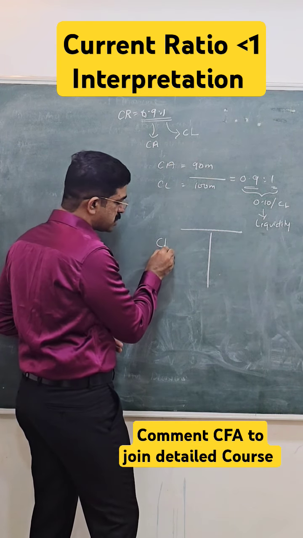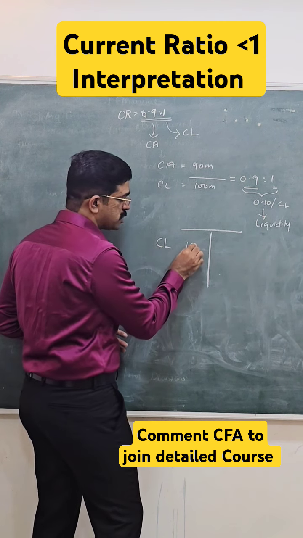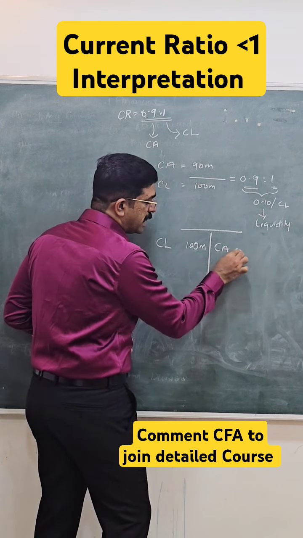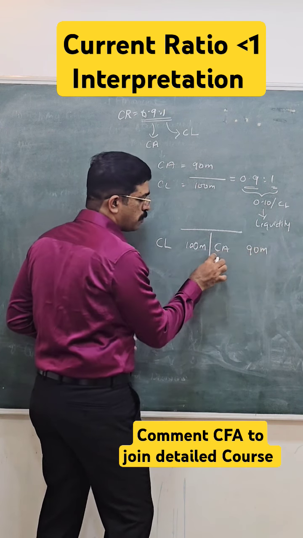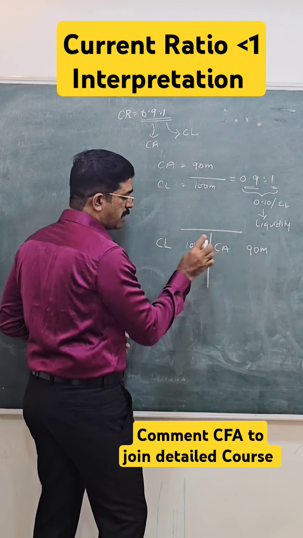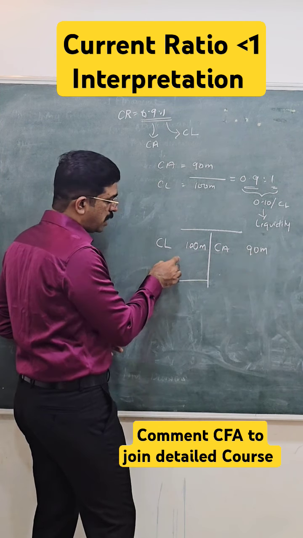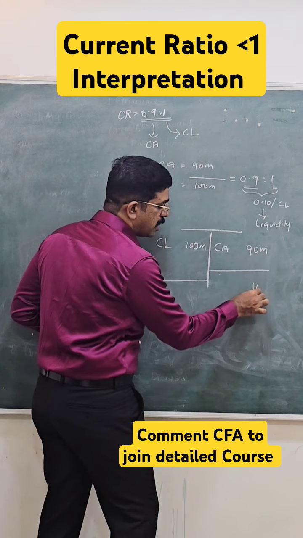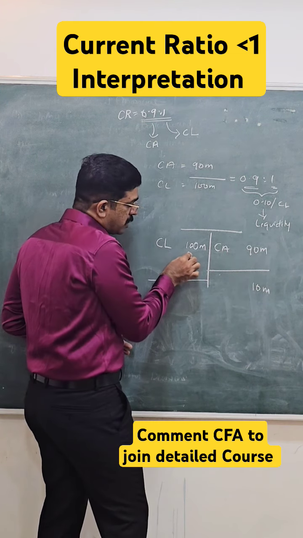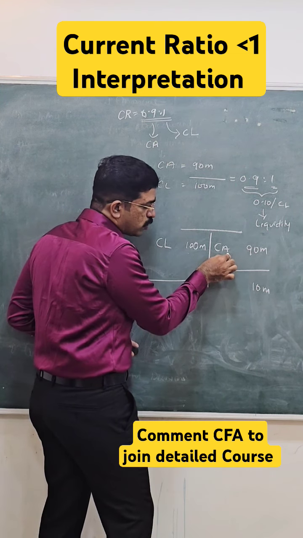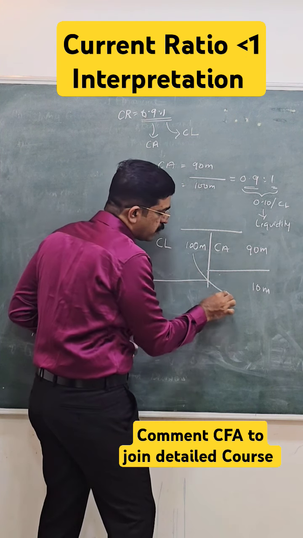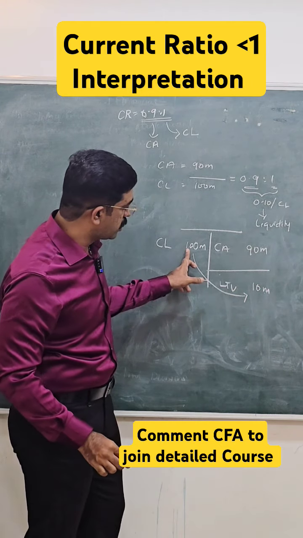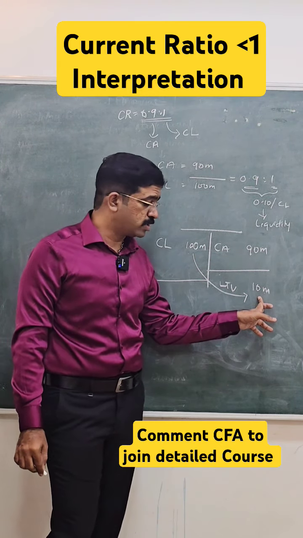Look, this business has raised short-term funds, that is current liabilities of 100 million. Of that, they have used only 90 million for short-term purpose. It means they have created current asset. So what they have raised is 100 million. What they have used is only 90 million. It means there is a difference of 10 million. They have raised from short-term source, but they have not used it for short-term use. It means they have used it for long-term use. That is, 10 million of this short-term funds has been used for long-term purpose.